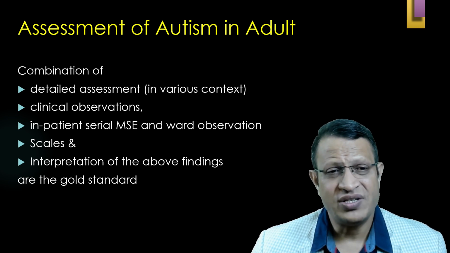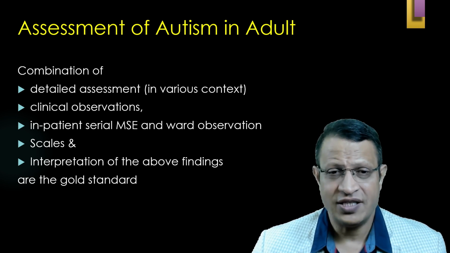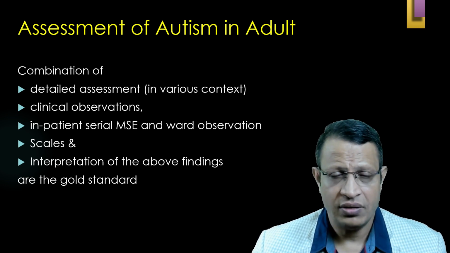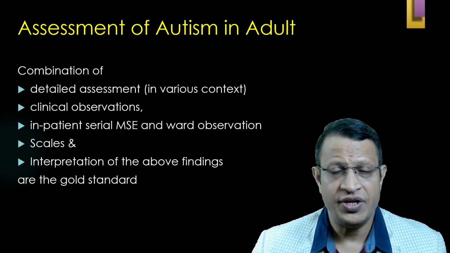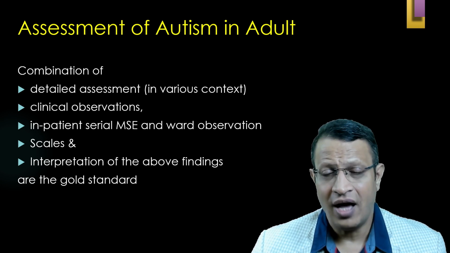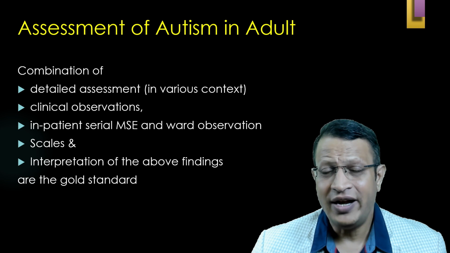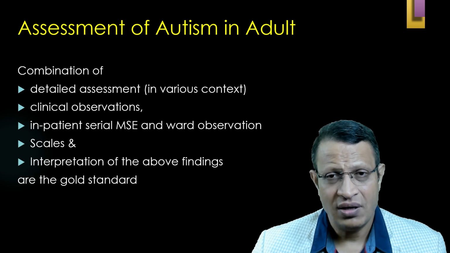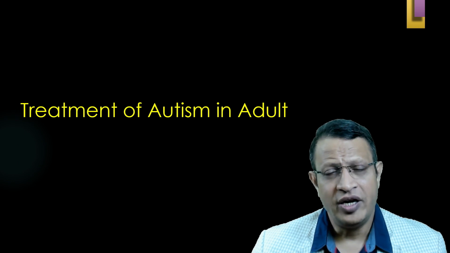But the gold standard for assessment and diagnosis of autism is the combination of detailed assessment by a well experienced clinician, clinical observation, inpatient mental status examination, serial ward observation, administration of various scales, and interpretation of all these. These are very essential to make a diagnosis of autism in adults. We need to collate information from multiple sources and multiple clinical scenarios, from various contexts. The assessment has to be done. Let's move into the treatment of autism in adults.